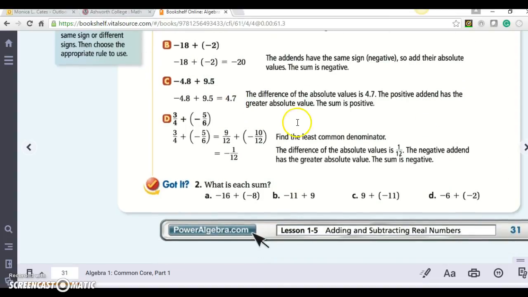And then last, I have 3/4 plus -5/6. First, I can't add them the way they are. I need to make sure that they have the same denominator. So I multiplied top and bottom here by 3 so that I can get 12 in the denominator, and top and bottom by 2 here so that I can get 12 in the denominator. And as you can see, the larger one is the 10/12. The larger of the two absolute values would be 10/12, and so 10/12 is negative, so my answer is going to be negative. And 10 minus 9 is 1, so I get -1/12.